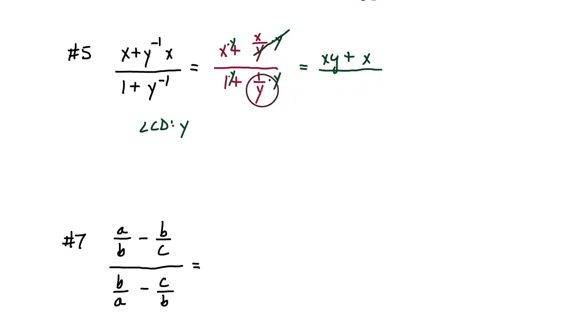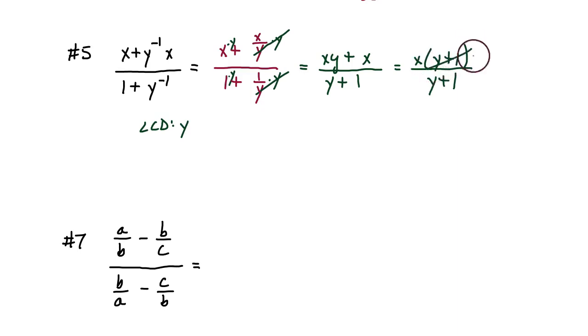Underneath the long fraction line, 1 times y is y. And over here, those cross out, leaving a plus 1. Let's see if anything will reduce if we factor the top. There's a GCF of x in both spots. So this is x times y plus 1, and that's divided by y plus 1.